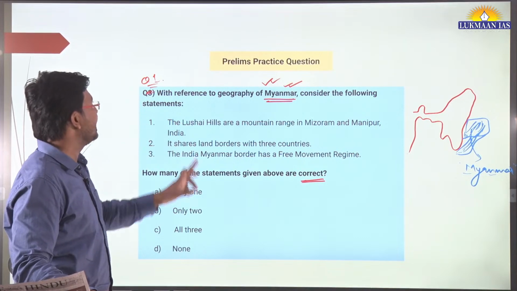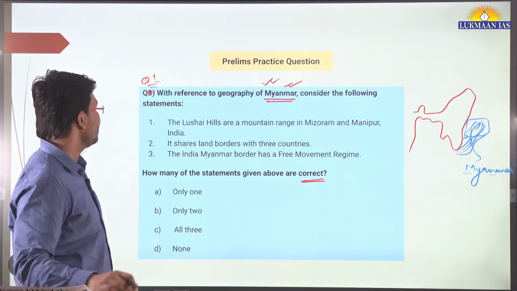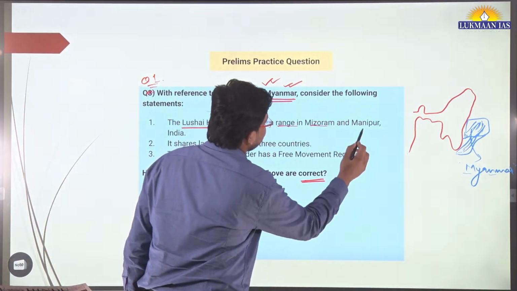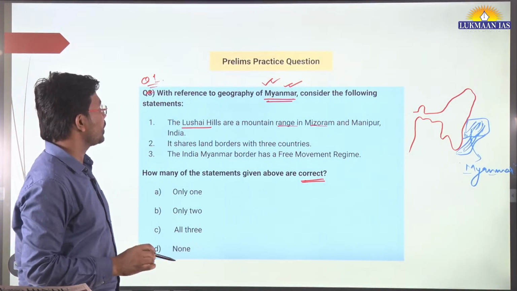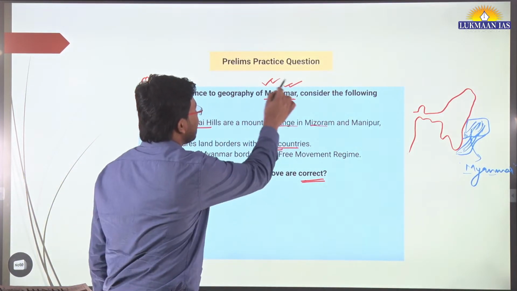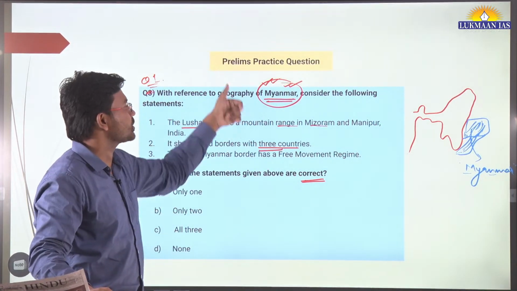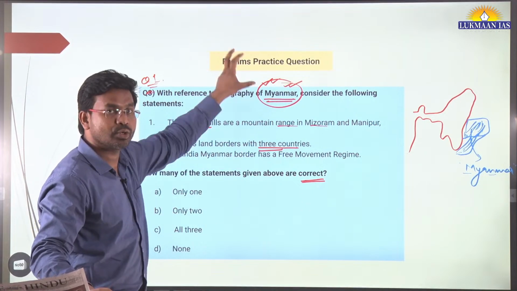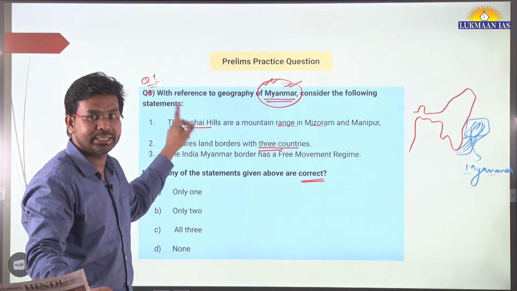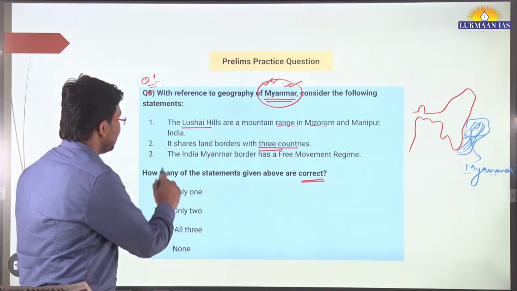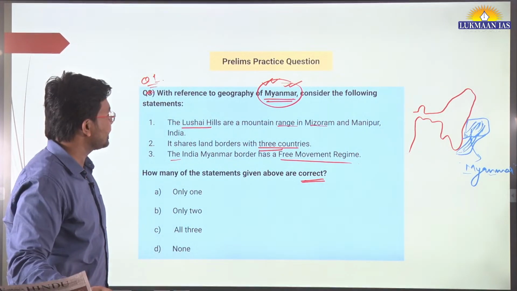It says the Lushai Hills are a mountain range in Mizoram and Manipur, India, right? Second statement, it shares land borders with 3 countries. They are asking about Myanmar. They are saying that Myanmar shares its land borders with 3 countries, because we need to focus on the initial part of the question. We will not connect it with the Lushai Hills. That's important. Third, the India-Myanmar border has a free movement regime. These are the 3 statements.